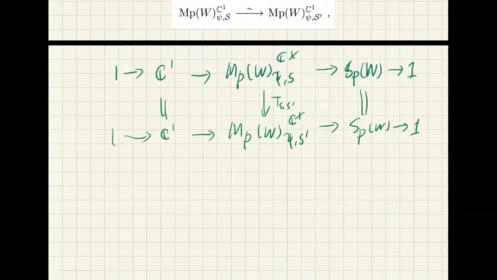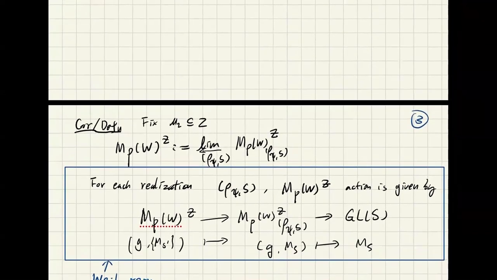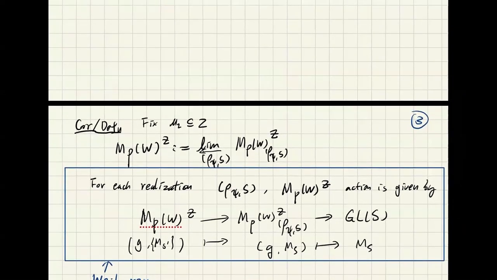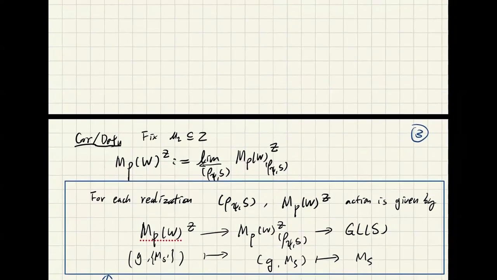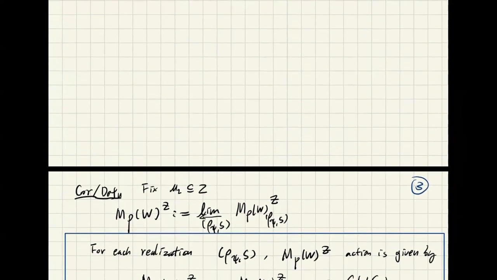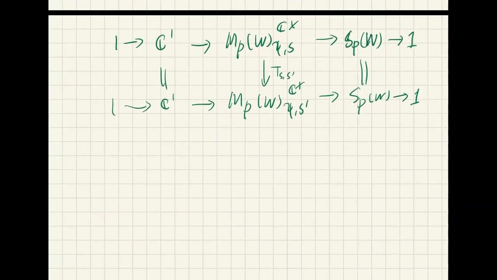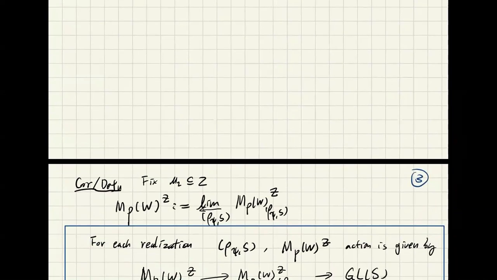Right, so what is a metaplectic group? Of course, you have a lot of different definitions, but I think the simplest way to define it is: for any C which contains mu_2, you can define it as the inverse limit of these Mp(W, psi, S) over rho. Okay, you define it in this way.